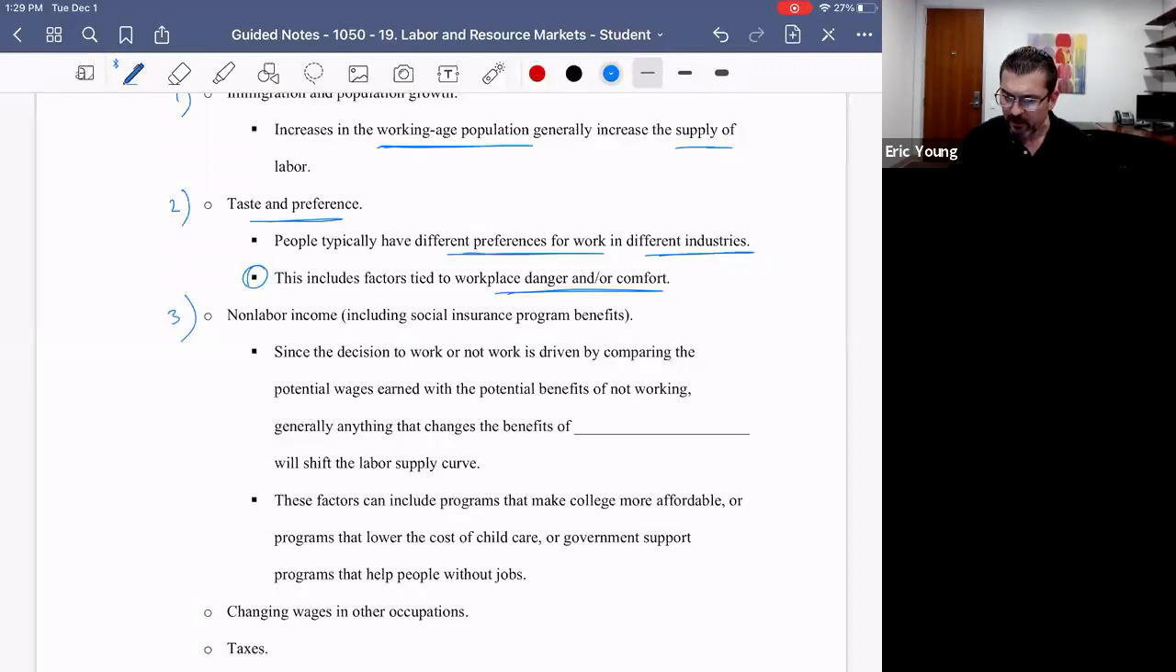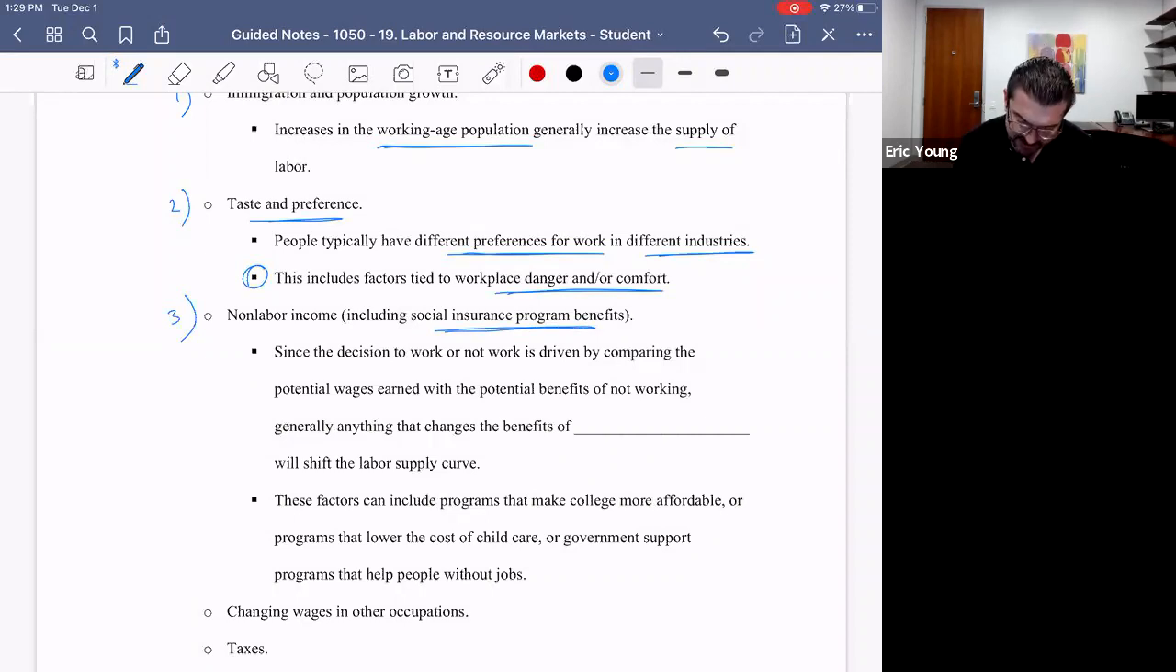Third thing, non-labor income. Okay, this is a really big one. When we talk about non-labor income, we are talking about the ways that people can make money without working. So this includes, for example, social insurance programs like unemployment or welfare, things like that.